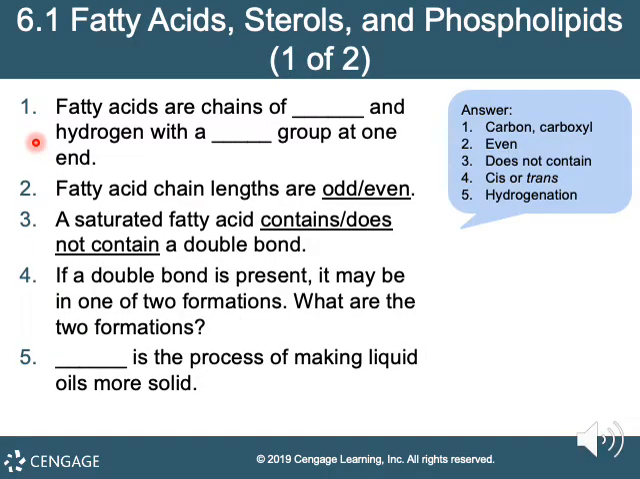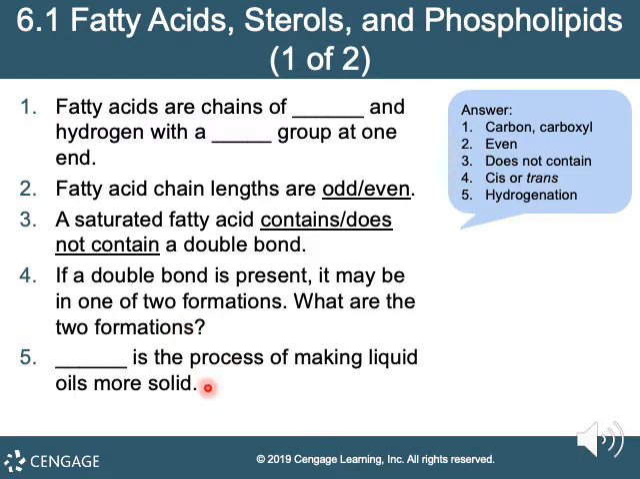Fatty acids are chains of carbon and hydrogen with a carboxyl group at one end. Fatty acid chain lengths are even, so there's an even number of carbons. A saturated fatty acid does not contain a double bond. It's completely saturated with hydrogen. If a double bond is present, it may be one of two formations, either cis, meaning the hydrogens are on the same side, or trans, where the hydrogens are across, and we'll see a diagram of that in a minute.